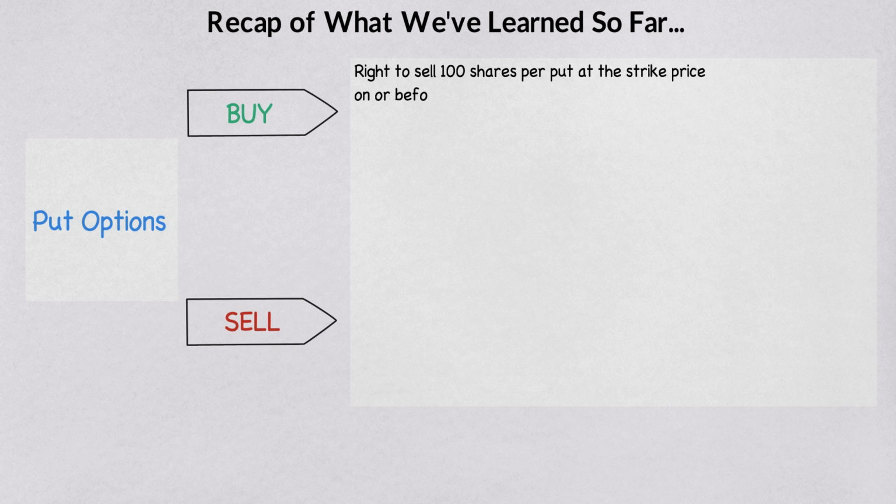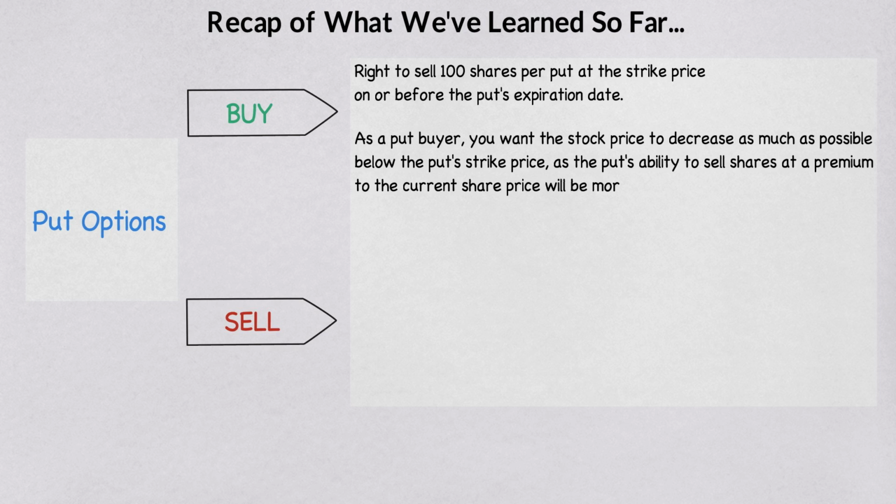When you buy a put option, that gives you the right to sell 100 shares of stock per put at the strike price on or before the put's expiration date. As a put buyer, you want the stock price to decrease as much as possible below the put strike price, as the put's ability to sell shares at a premium to the current share price will become more and more valuable. So the further that stock price sinks below that put strike price, the more valuable that put option will be, which as a put buyer means that you'll generate more and more profits as that stock price decreases.